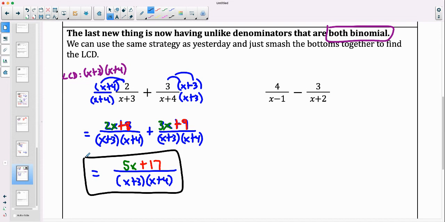Notice how I have two binomials on the bottom. I'm not FOILing them. I'm purposely not FOILing them. I'm not trying to expand them or anything like that.